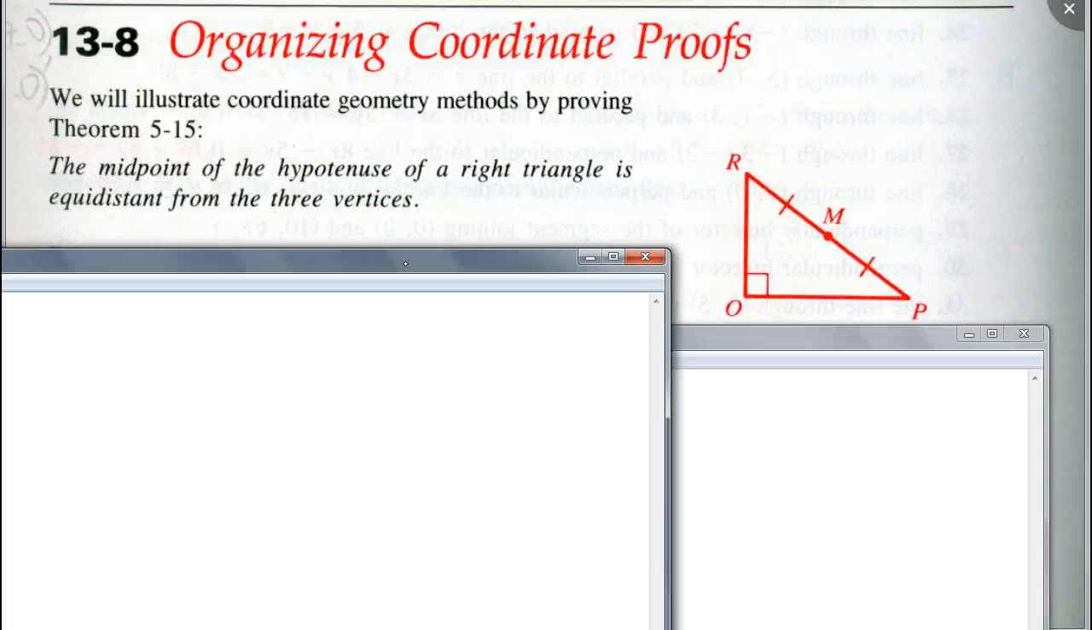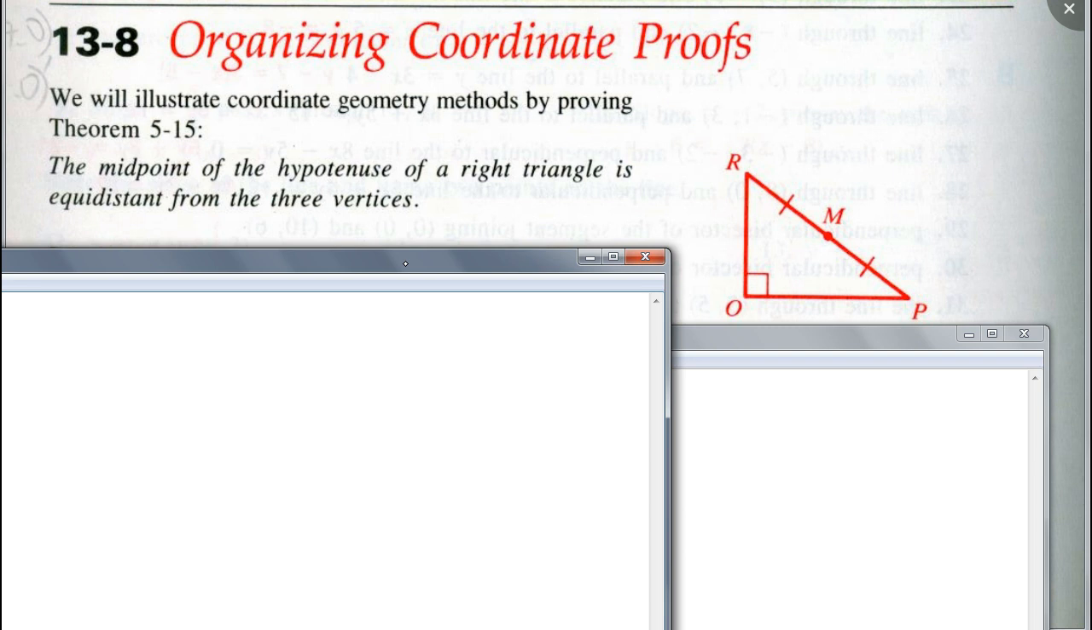So let me show you. First of all, what you have to do in order to do a coordinate proof is you have to think about how we are going to use this algebra to show that M is equidistant from all three vertices. Anybody see what you could do? How can I do this? Find MR, MP, and MO and see if they're equal. Yeah, you just figure out the distance of all these three segments, right? MR, MP, and OM. Then you'll be done.